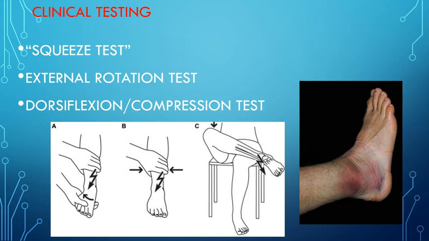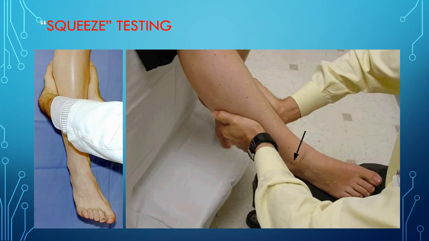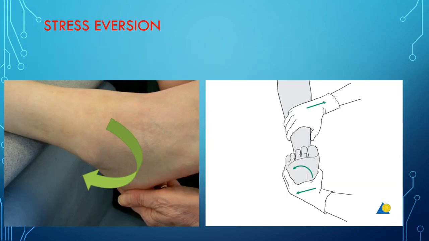Or one can do testing by dorsiflexing the ankle and compressing simultaneously. So the squeeze test is probably the most common test that we do in evaluating patients for syndesmotic injury, and we go ahead and compress the tibia and fibula and see if this elicits pain in the area of the injured syndesmotic ligament. We can stabilize that leg and dorsiflex and externally rotate the foot.